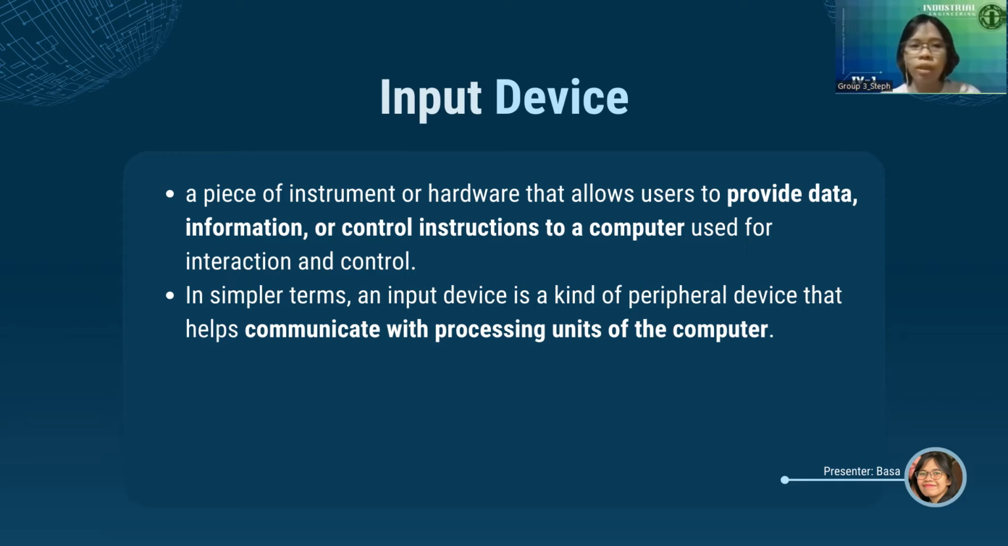However, yung mga computer, hindi nila na-understand yung raw formats. So therefore, input devices convert raw data into the appropriate format or language that can be easily understood by a computer. So it works in a way na yung translated and converted data is nasa-store sa primary memory and nasa-send sa CPU for further processing. So in simpler terms, an input device is a kind of peripheral device that helps communicate with the processing units of the computer. So, may common examples ng input device.